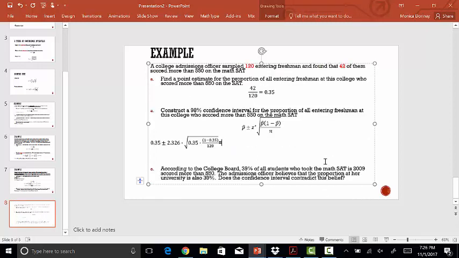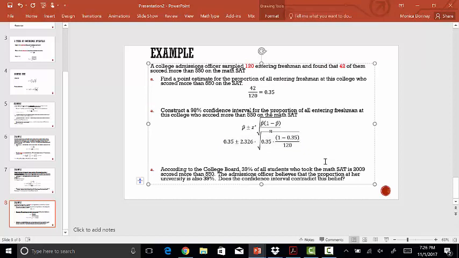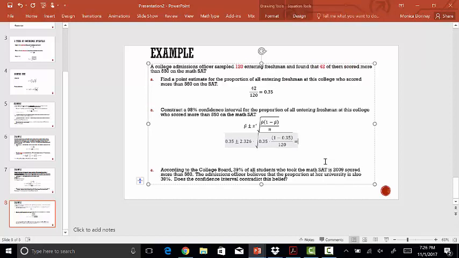All right, and if I plug all this into my calculator, I get that this equals 0.249 to 0.451. In other words, I'm 98% confident that the proportion of intern freshmen at this school that scored more than 550 on the math SAT is between about 25% and 45%.